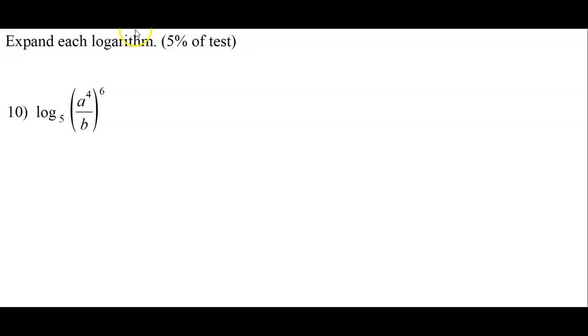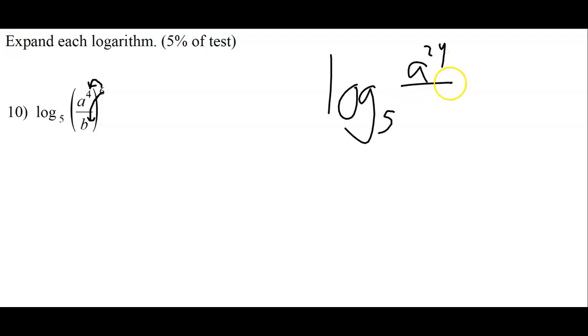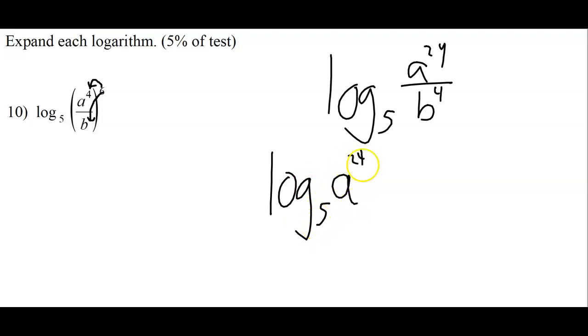Let's go ahead and take a look at another one here, number 10. Sometimes you'll see these expressions with a power here. Before you begin, I would recommend distributing that power into the logarithm first. So I end up with a to the 24th power over b to the 6th. Now, we have a log property. Anytime you have a fraction in here for the argument, you can rewrite that as two separate logs that are being subtracted, where the one on the top comes first, the one on the bottom comes second.